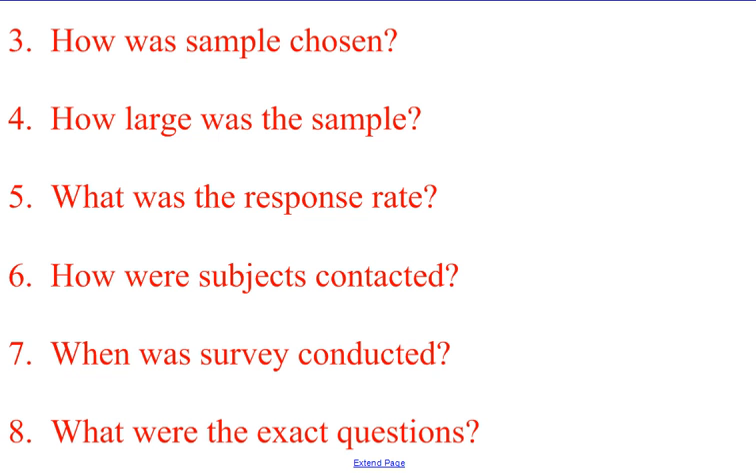And then number 8, what were the exact questions? That's to look at the wording bias and make sure that they didn't word it in a way that makes them choose one way or the other. So those are something you're going to have to use, and you're going to have to know some of those for your test, so make sure you look those over and pay attention to them.